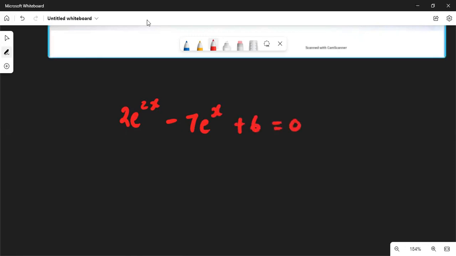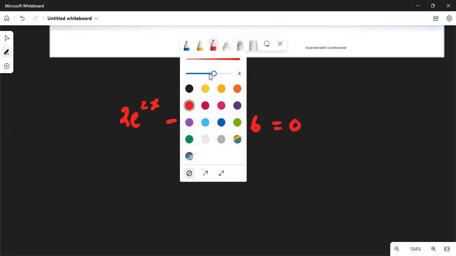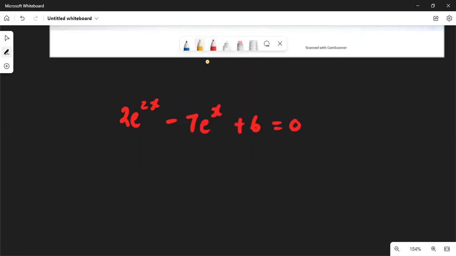So we are given to solve the equation that is 2e to the exponent of 2x, minus 7e to the exponent of x, plus 6, which is equal to 0, like that. All right, so this is the equation that you are given.